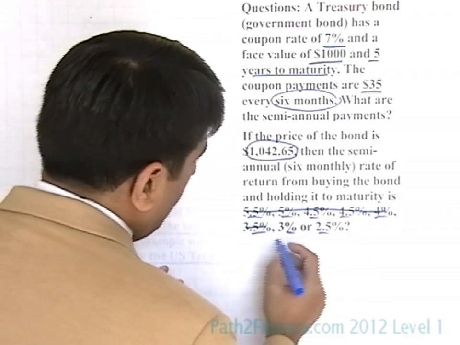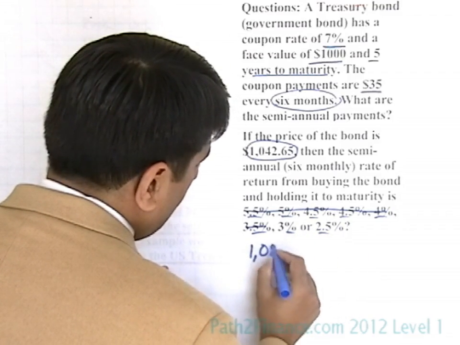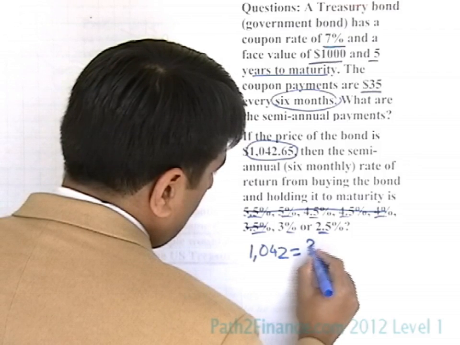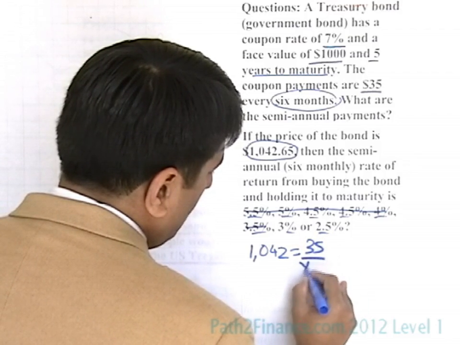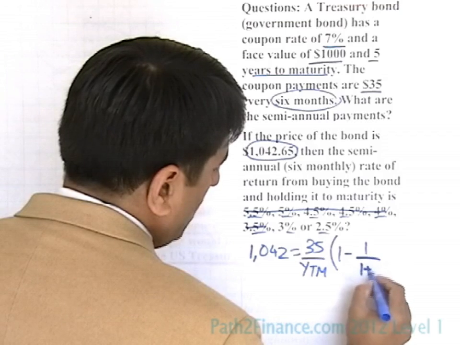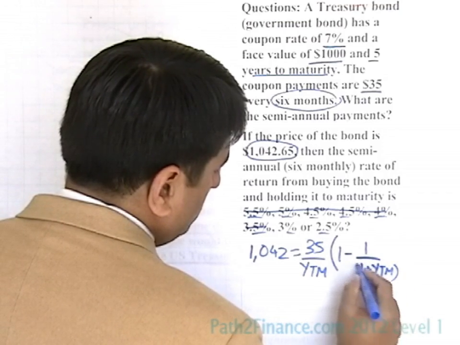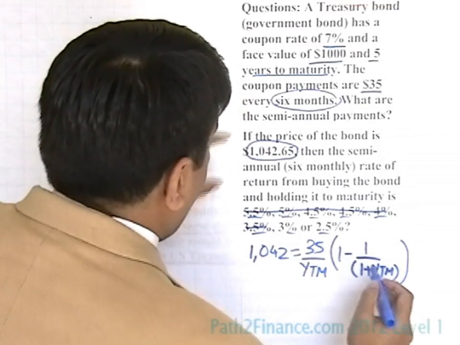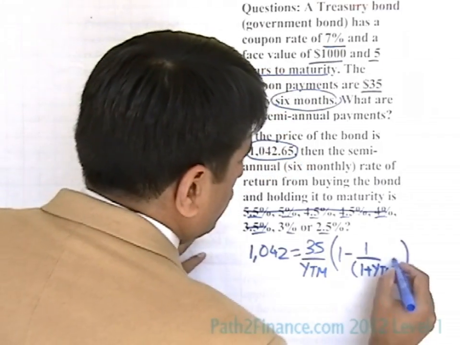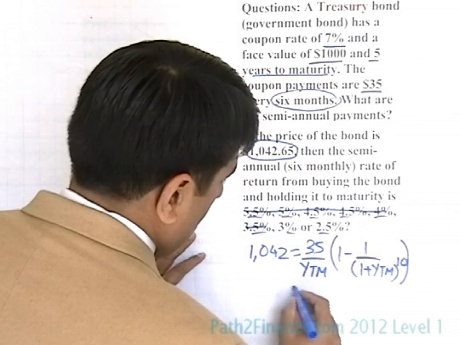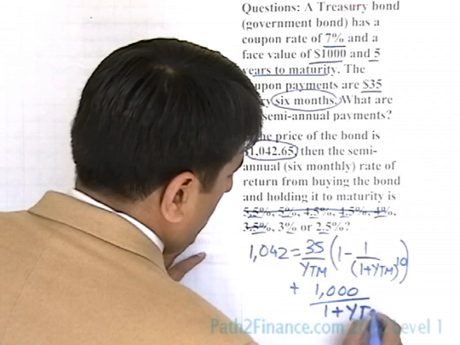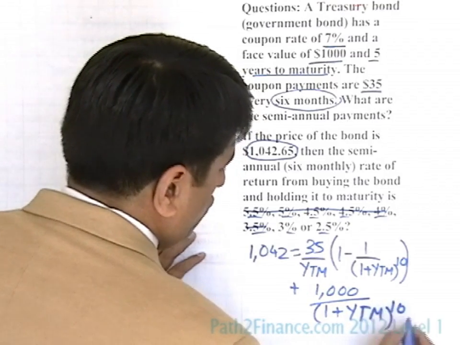Now you can find the answer by trial and error. If you said 1,042 equals 35 times (1 minus 1 over (1 plus yield to maturity)^10) divided by yield to maturity, and there are 5 years to maturity and it's 6 months, so the number of periods will be 10, plus 1,000 upon (1 plus yield to maturity) to the power 10.